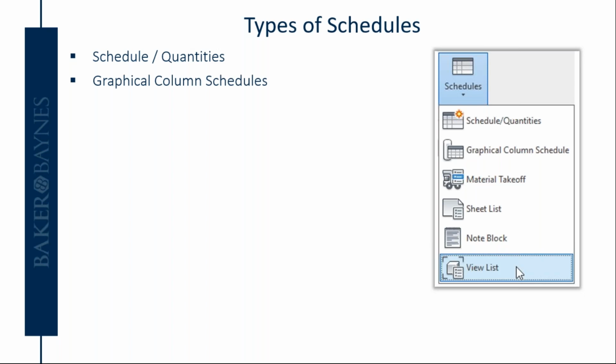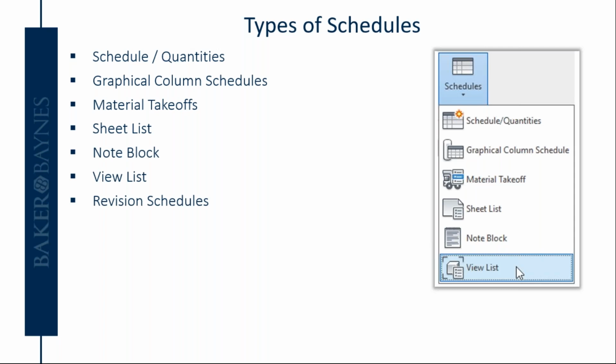You then get graphical column schedule, which shows you the height of each and every column at each and every level of your building. Then there is material takeoffs, which is quite useful to add up the quantities of the materials of the various elements. You can also create sheet lists, note blocks, and view lists, which are quite similar to sheet lists. Another type of schedule is revision schedule. These are the schedules that are available on the title block. And then there are also panel schedules that are available on the Systems tab.